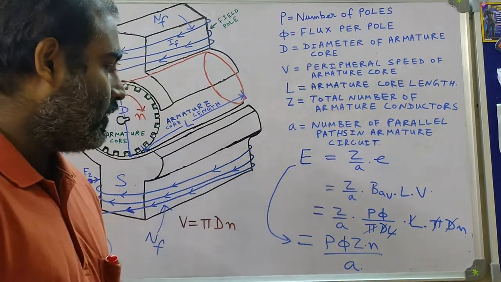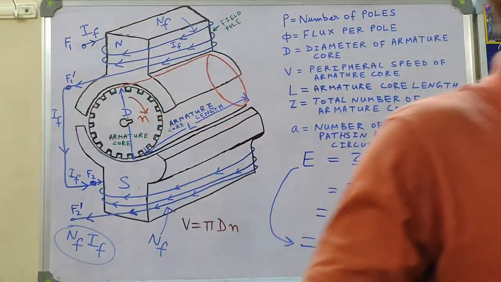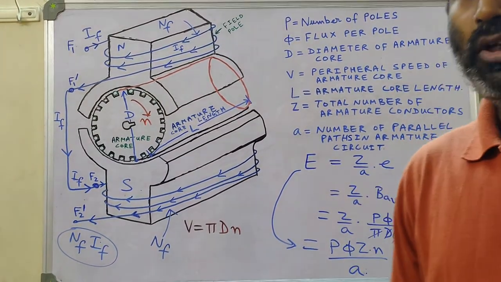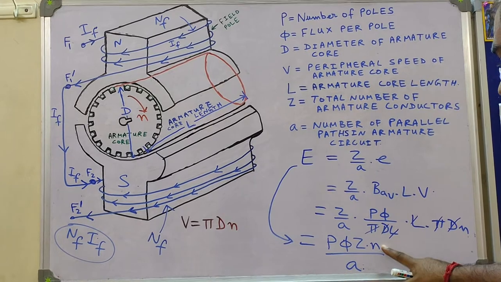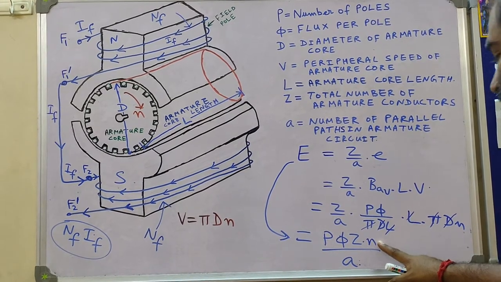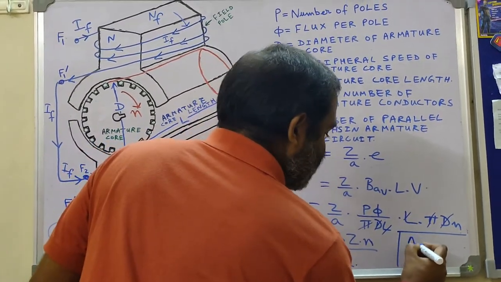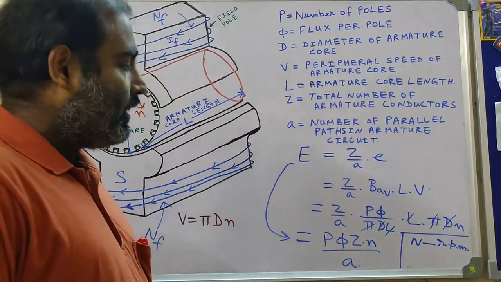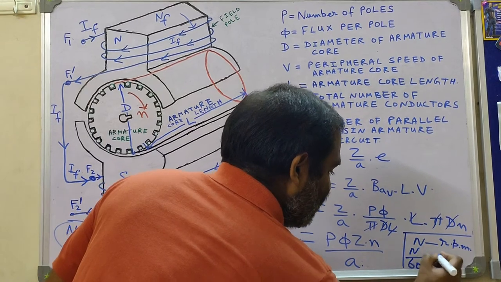Now, please remember, here small n is the speed in RPS, revolutions per second. If you want to derive your expression in terms of RPM, that means you want the armature speed expressed in RPM, you don't have to do anything extra. You simply replace this small n, which is the speed in RPS, by capital N by 60. If N is the speed in RPM, what has to be done to get the speed in RPS? You have to divide by 60. So N by 60 is the speed in RPS.